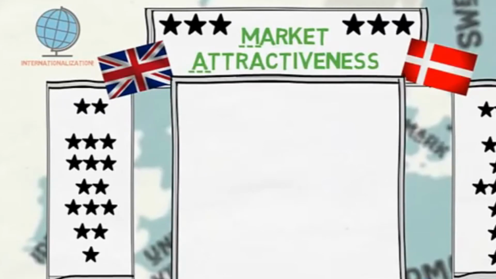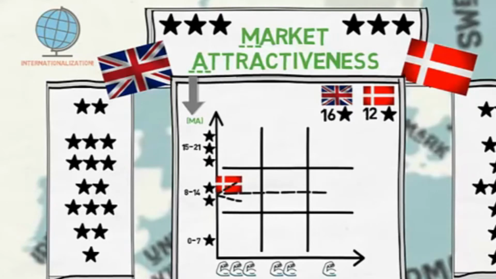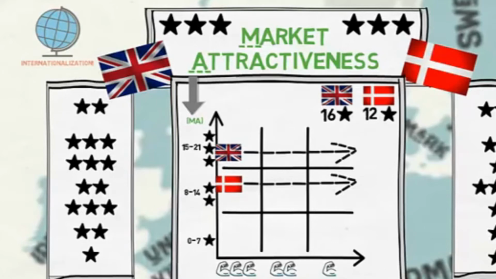So now we are able to visit our matrix and place the two markets on the y-axis based on the scores we have assigned them on the evaluation of their market attractiveness. Out of 21 stars possible, Denmark reached 12 stars in total and the UK reached 16 stars in total. Therefore, Denmark will be placed in the middle region of the y-axis and the UK will be placed in the upper region. The UK seems the better choice at this stage, but not until after we have addressed French cake's competitive strength will we know each market's final position in our matrix.